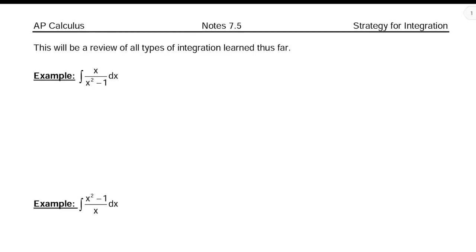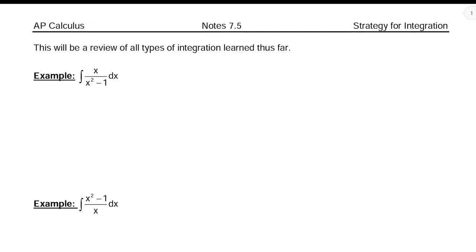Notes 7.5 are on the topic of strategies for integration. We're going to use this section as a way to go back and review everything we've learned so far. The examples that I'll provide touch upon various strategies that you have learned.